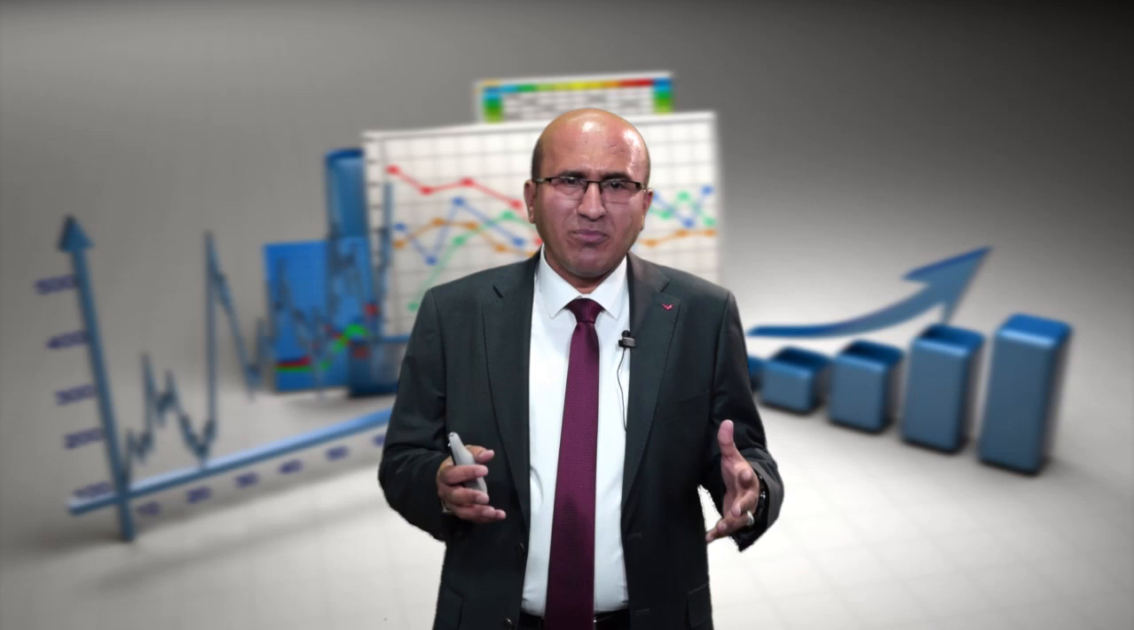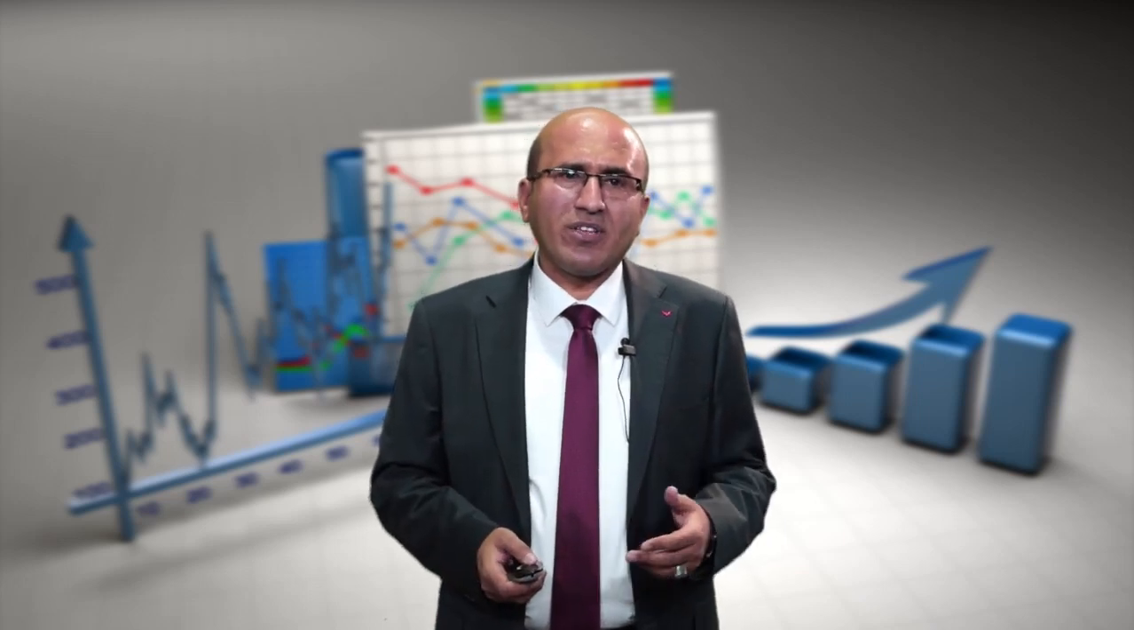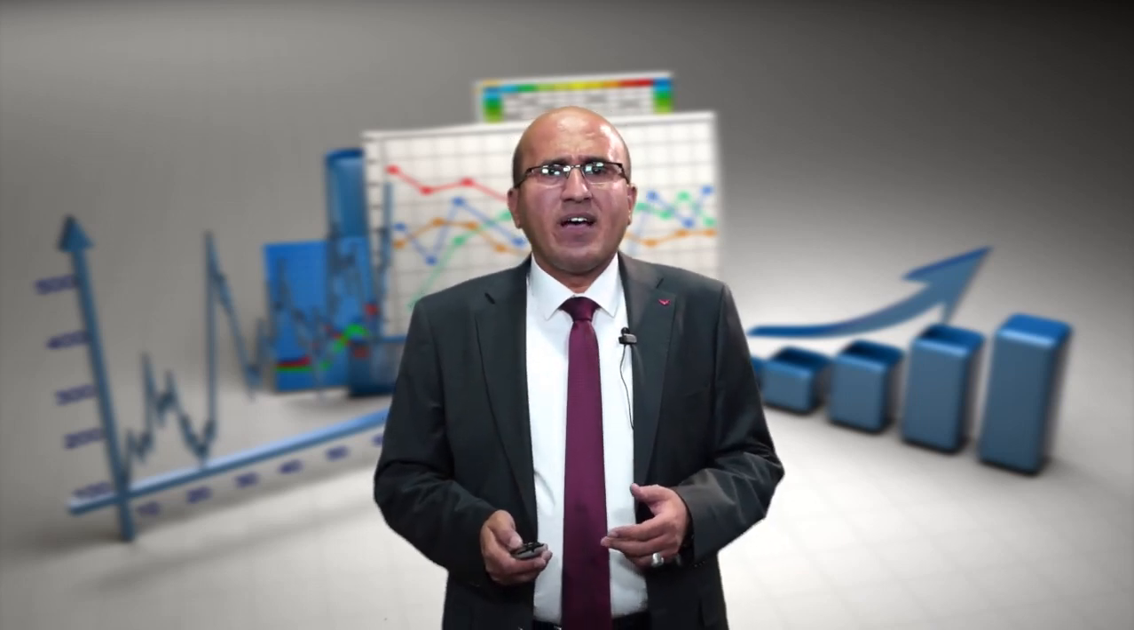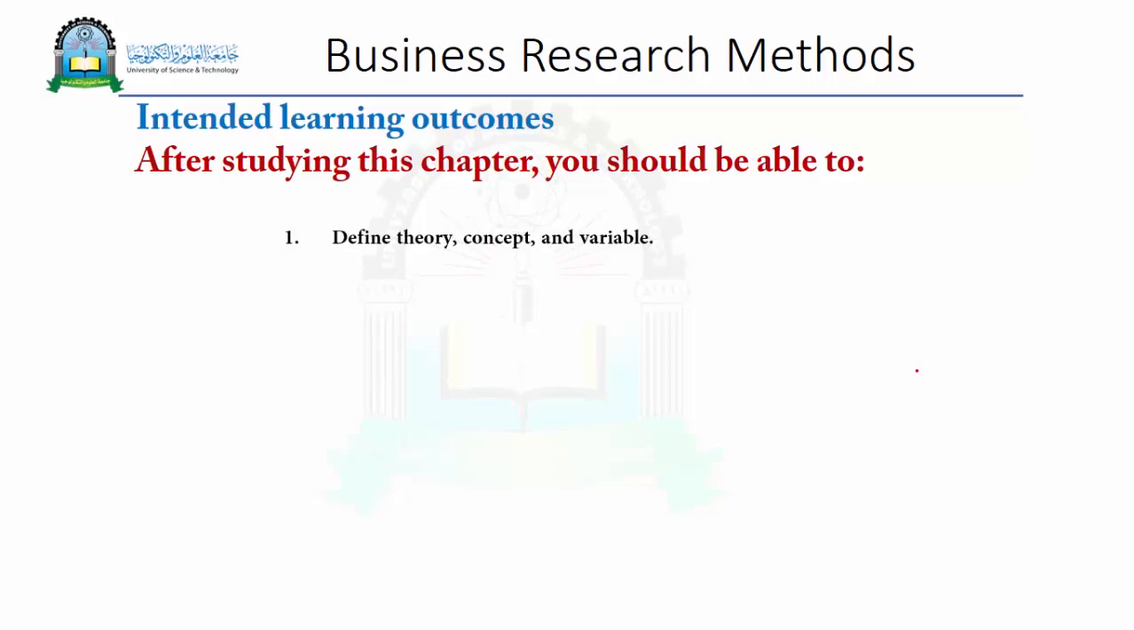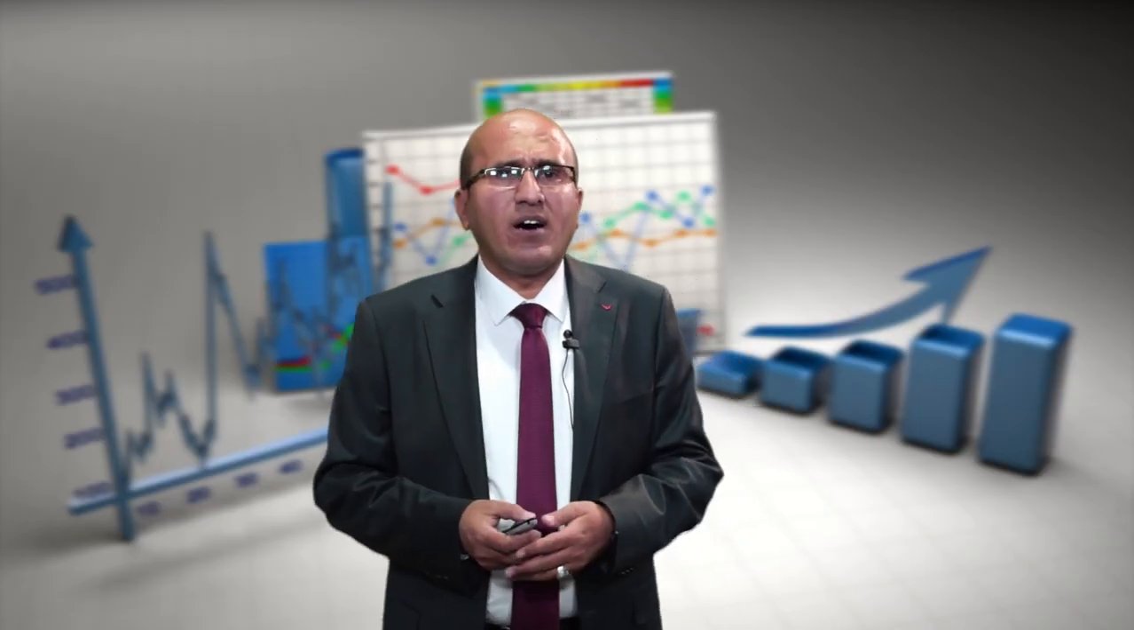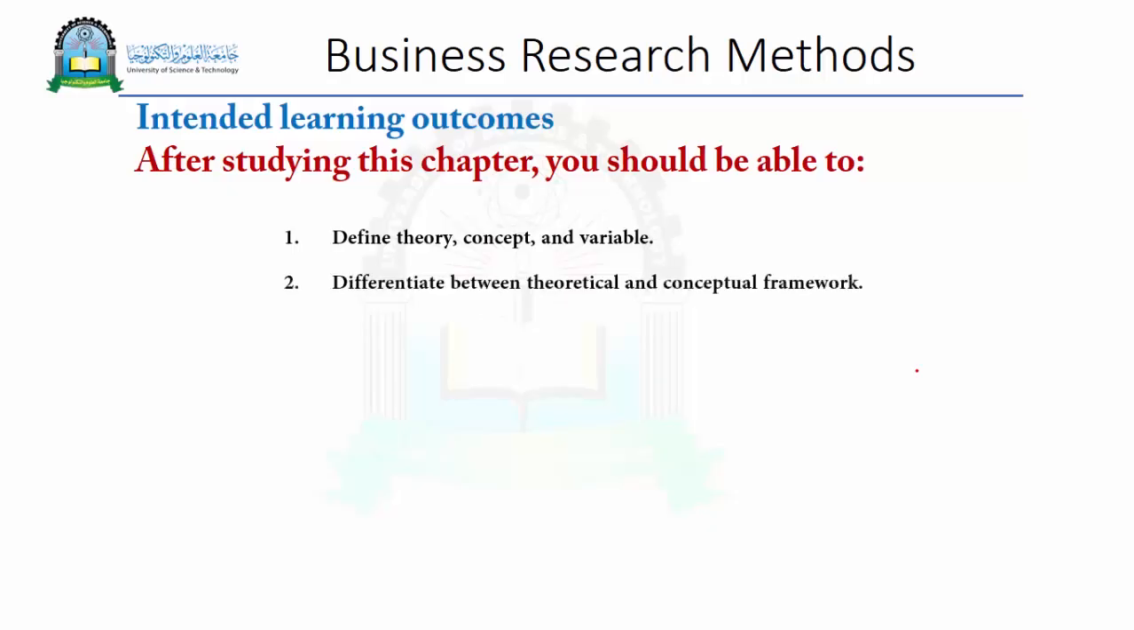When we talked about the literature review, we talked about the concepts, the theory, the relationship between variables, which is also a basement for this session about the theoretical framework. The intended learning outcomes for this session are that after this session, the students should be able to define theory and variable, and differentiate between theoretical and conceptual framework.